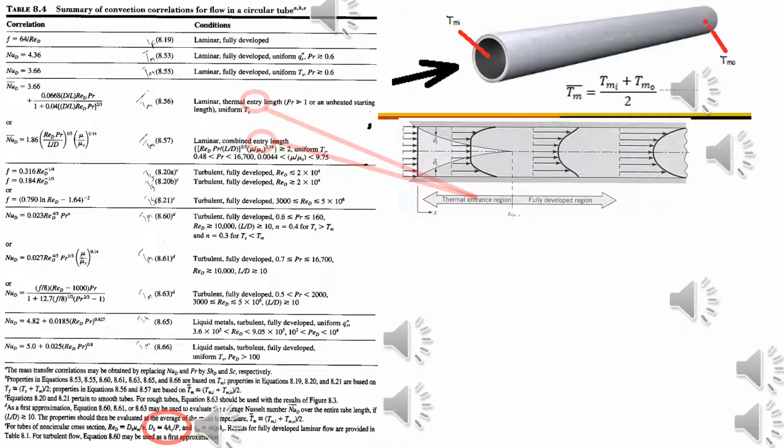If you have to deal with a non-circular tube, such as one shaped like an equilateral triangle, you need to use the hydraulic diameter, as the characteristic length in the Nusselt and Reynolds numbers. The hydraulic diameter is 4 times the cross-sectional area, divided by the wetted perimeter.